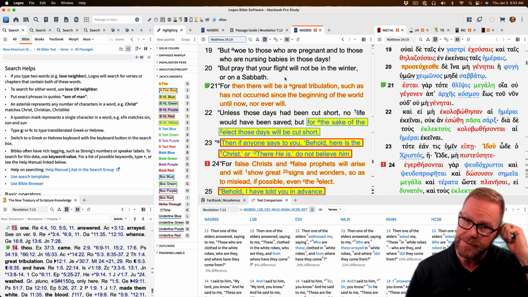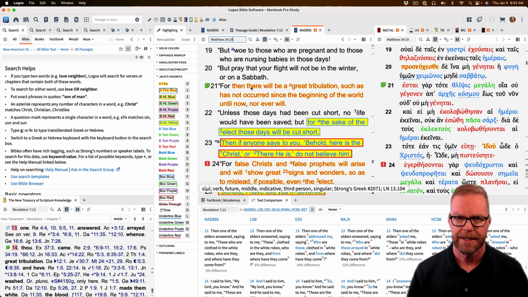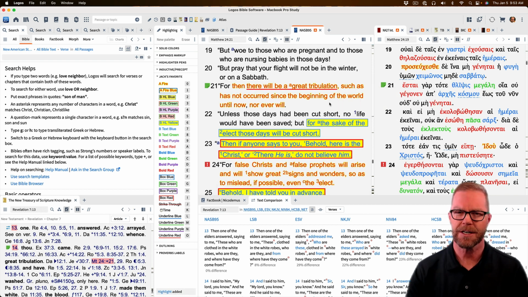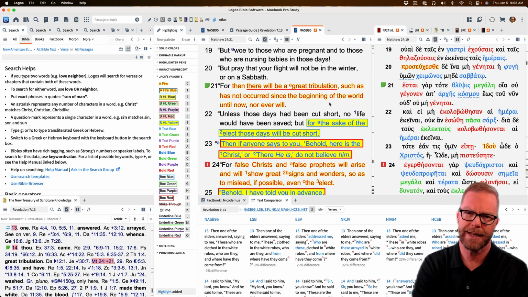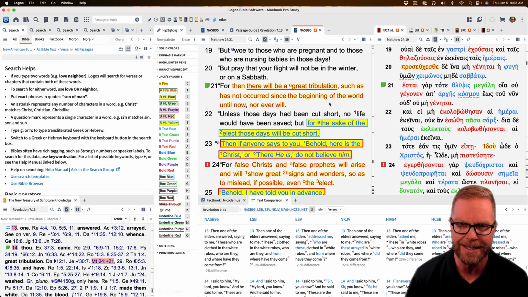Of course, you can't run very well if you're pregnant, holding your baby, or nursing a baby. But then notice what Jesus says here. He says, "Then there will be great tribulation, such as has not occurred since the beginning of the world until now, nor ever will." So notice he says there will be a great tribulation. He doesn't really define it as the great tribulation. It's just that there's going to be the greatest part of the tribulation towards the end.